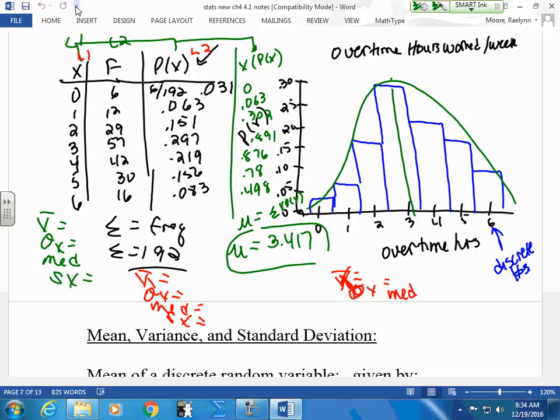Anybody from the first two columns done? Mean? Chris, what do you got? 2? Oh yeah, it's just 3. I thought you were talking about the next one. The mean is just 3? Yeah. Okay, what's your standard deviation? 2? Just 2? 3. It's 2.16. You all got that?